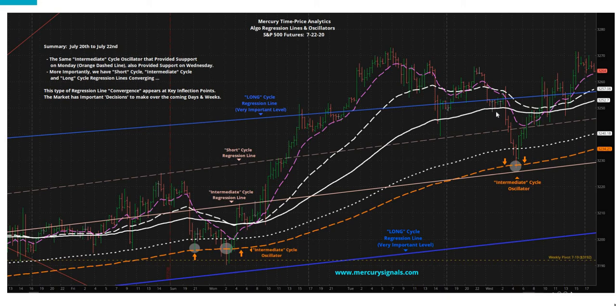Now, the reason I'm showing you this chart is the orange oscillators, and we keep this consistent across all the charts that you see when you're logged into our live chart each day. Our system, there is no software to buy or download.